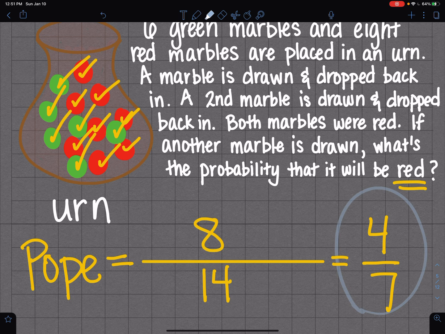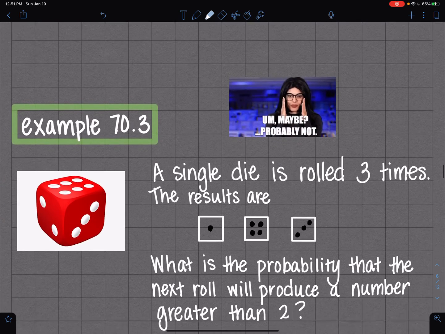So if you do it 7 times, you'll probably get 4 reds. But it turns out that the more chances you do it, the more it's going to approach this ratio. So it'll be closer to this ratio if you pull it out 7,000 times. Like if you do this 7,000 times, you're likely to get 4,000 red. But if you do it 7 times, you're likely to get 4 red. Anyway, that's the probability. All right, let's do the next one.